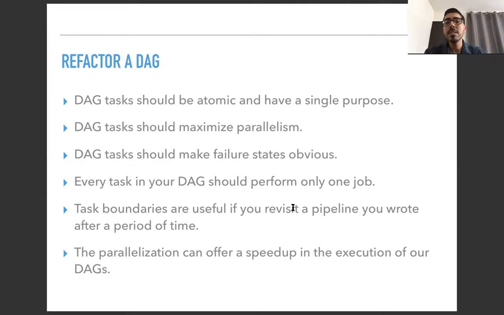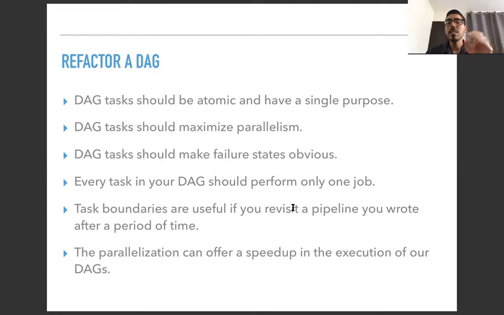Tasks should maximize parallelism, because sometimes maybe you're loading from 2 different S3 buckets. So maybe you can load those 2 at the same time, or if you're performing a check on 2 different tables, maybe you can check those 2 tables at the same time, because you have the power to do that. But if you have this one function, you need to follow the order, and you are not optimizing for parallelism. Tasks should also make failure states obvious, just as I was explaining.